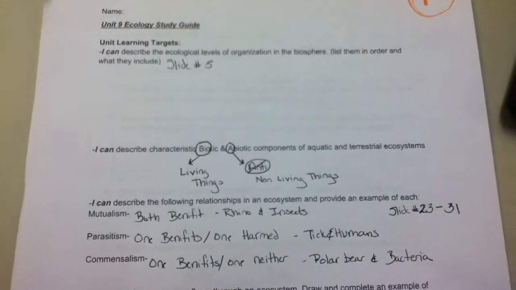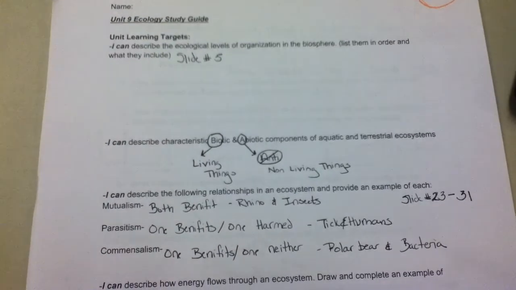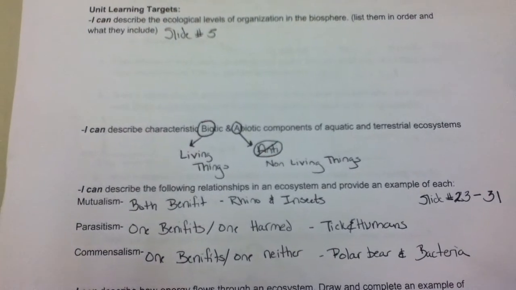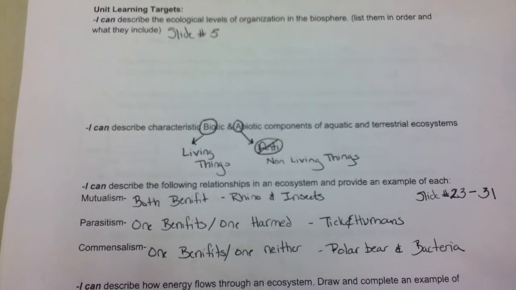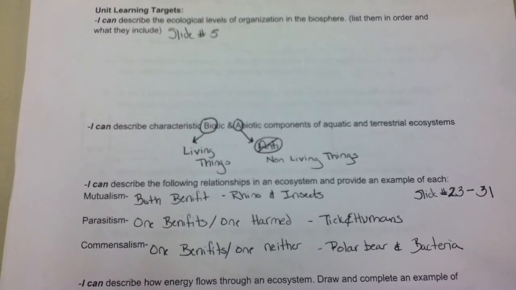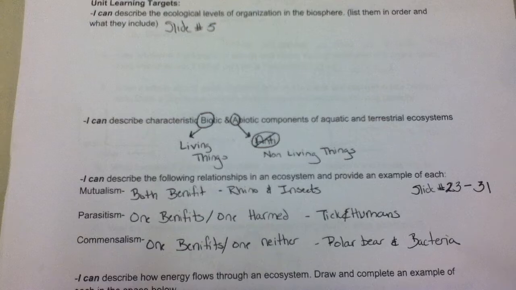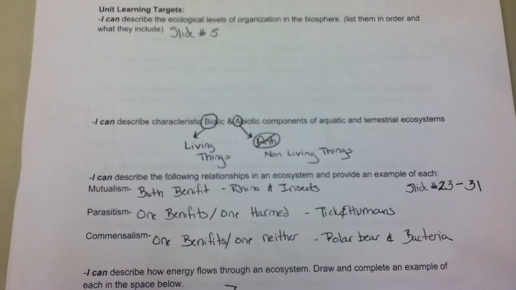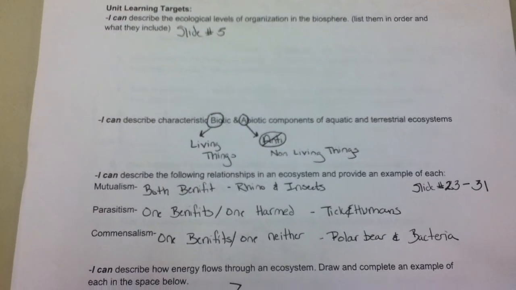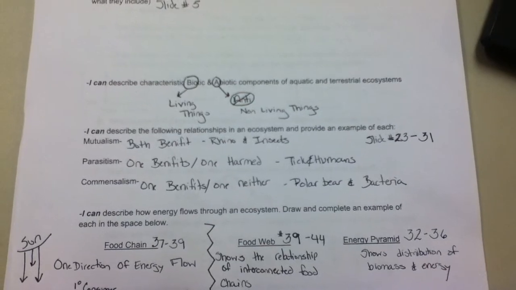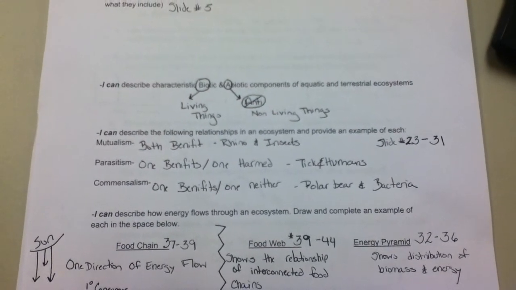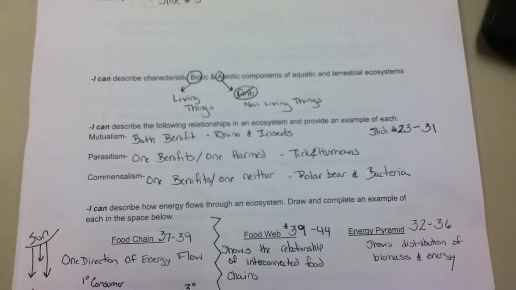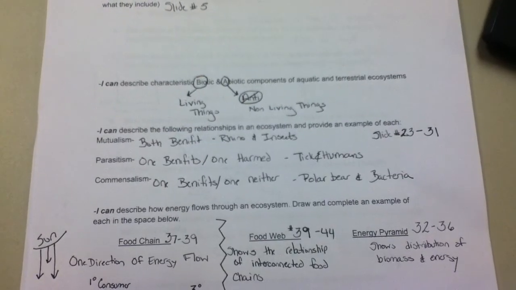The next one says I can describe characteristics of biotic and abiotic components of aquatic and terrestrial ecosystems. What you really need to remember here is that bio means living things. So anything that's a living thing is a biotic component. Abiotic is one of those times again in biology where you put an A in front of the word and it gives it its opposite meaning, so anti-living things. I can describe the following relationships in an ecosystem and provide examples of each: mutualism, parasitism, and commensalism. This was on slides 23 through 31 in our PowerPoint.